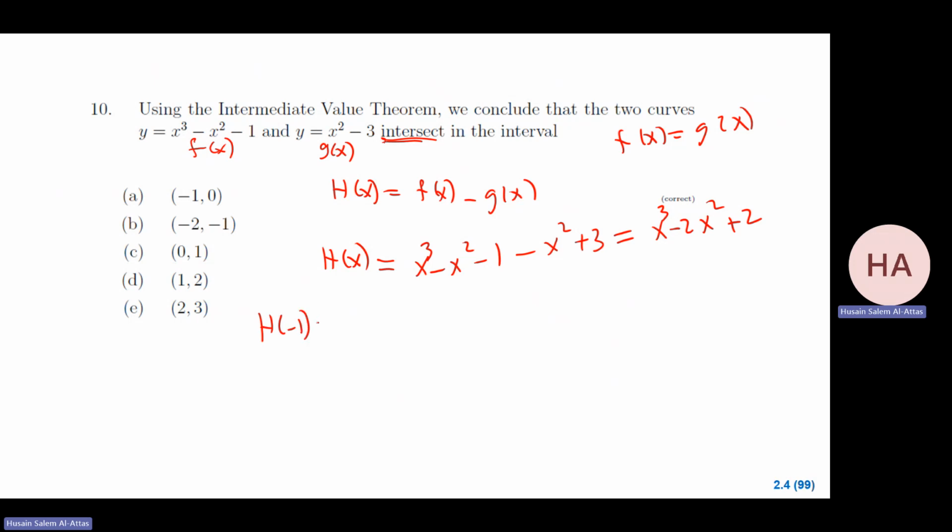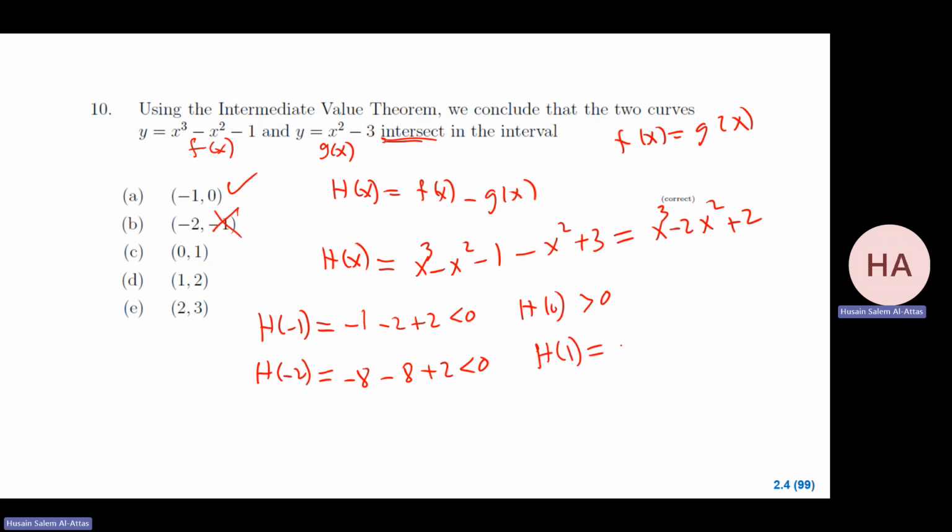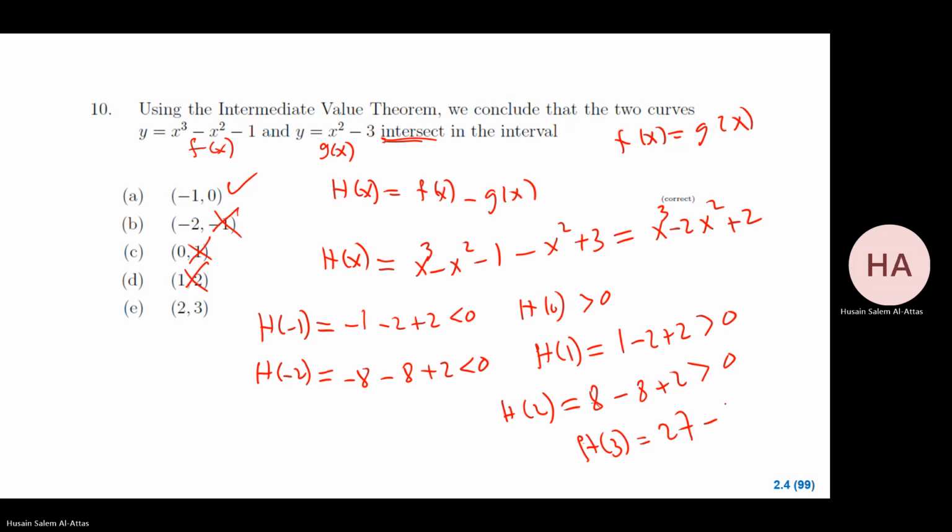I check h of minus 1. That'll give me what? Minus 1 minus 2 plus 2, negative. h of 0, positive, so this is okay. h of minus 2 will be minus 8 minus 8 plus 2, so it's negative, so this will give me nothing. h of 1 will be what? 1 minus 2 plus 2, which is positive, so 0 and 1 will give me nothing. h of 2, that will be 8 minus 8 plus 2, positive, that gives me nothing. h of 3 will be 27 minus 18 plus 2, which is positive. So this will give me nothing. So this is the only answer.